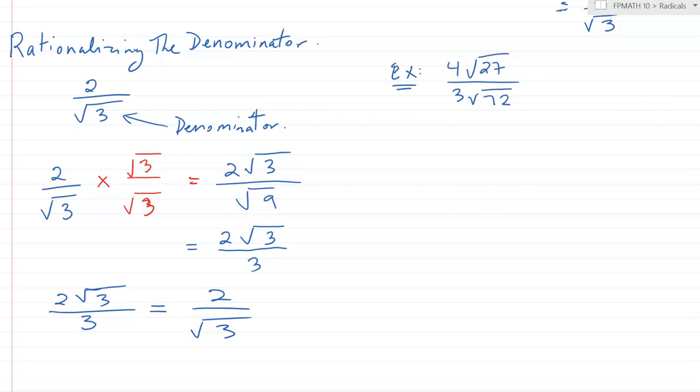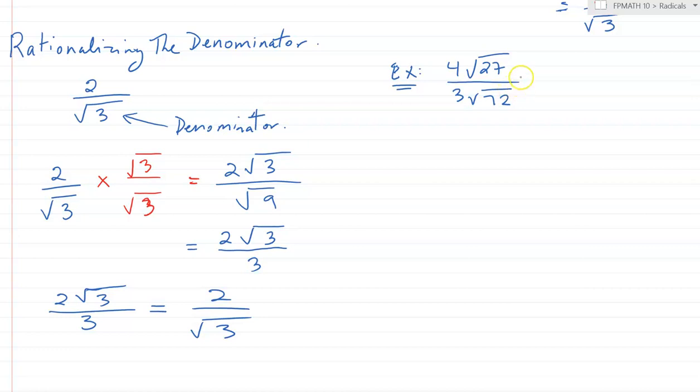All right, next example. Not every question is going to look that pretty. Look at this example right here: 4 root 27 divided by 3 root 72. Now, to rationalize the denominator, we usually multiply top and bottom by only the radical. For a single fraction that has only one radical in the denominator, we just multiply by the radical. You ignore the number in front.